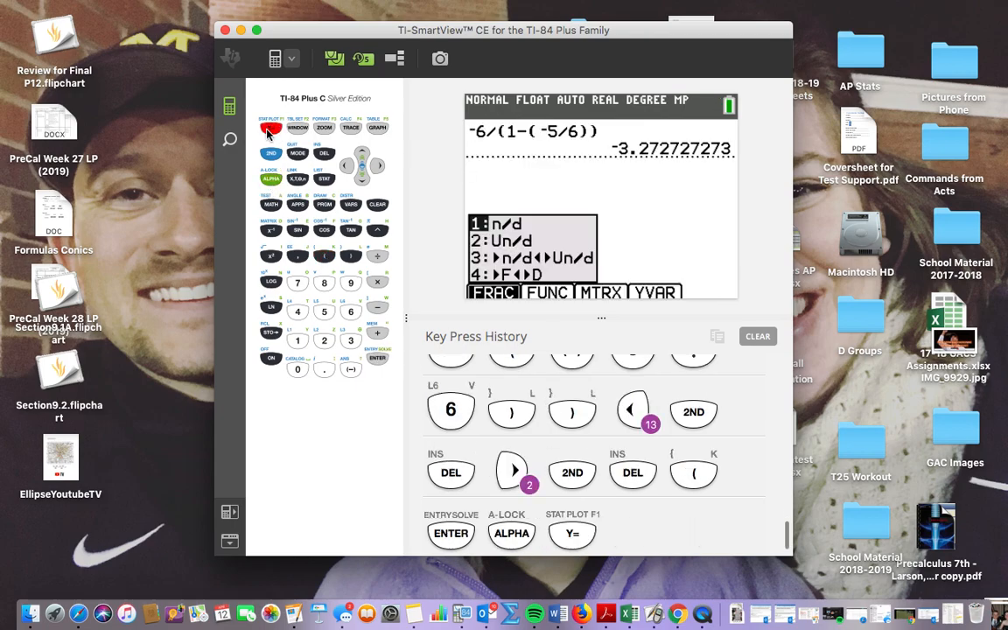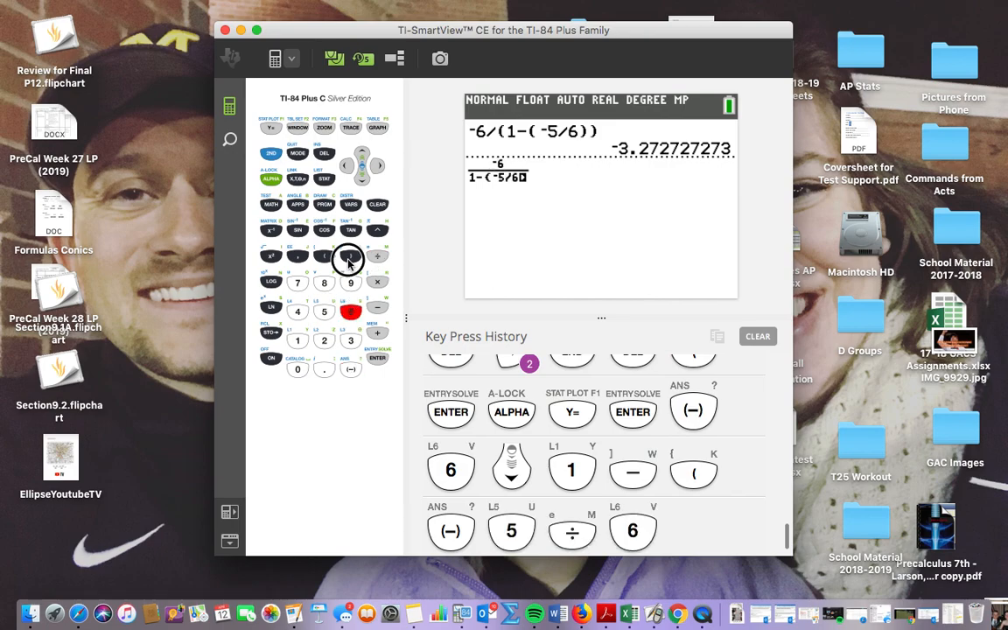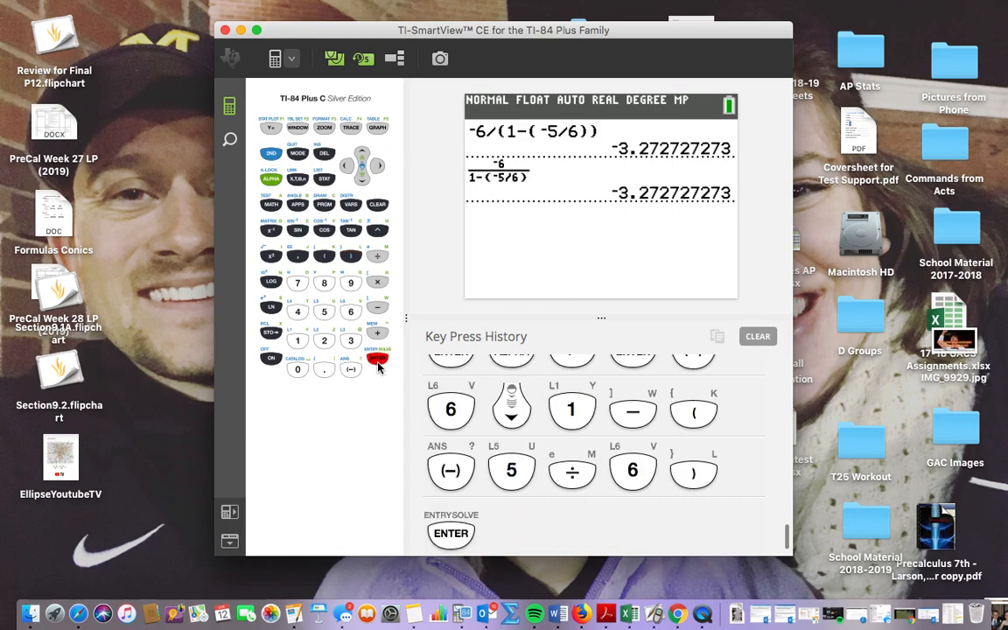The alpha y equals makes it extremely easy because then I just do -6 divided by 1 minus -5 divided by 6. If I do it like that, do I still have to do that extra parentheses, or will the calculator then process that? No. Exactly, because it does this first and then the top. Yeah, that's the weird part.